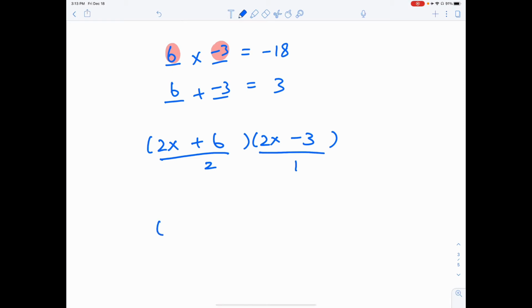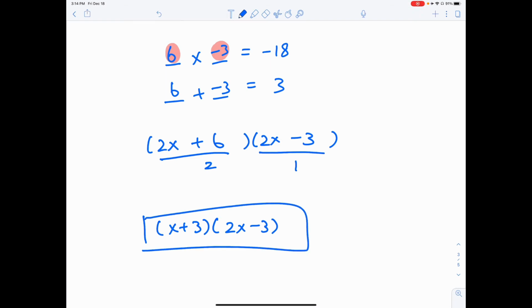So the front bracket will turn into x plus 3 when we divide both by 2, and the back bracket will be 2x minus 3 because there is nothing else to reduce by. So this becomes your final answer.